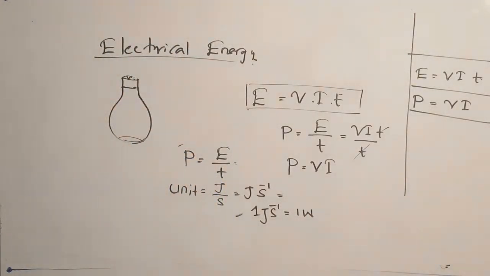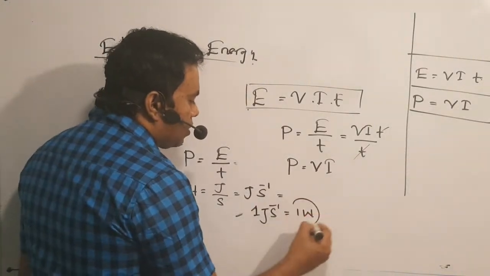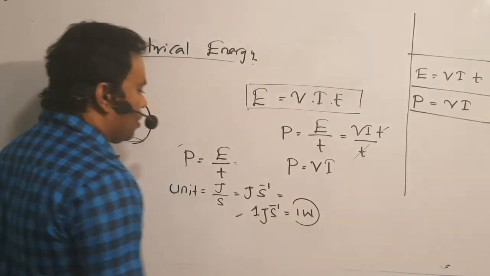Okay, so power is measured with joules per second, and so this is the unit we use in honor of the scientist. So that's 1 watt.